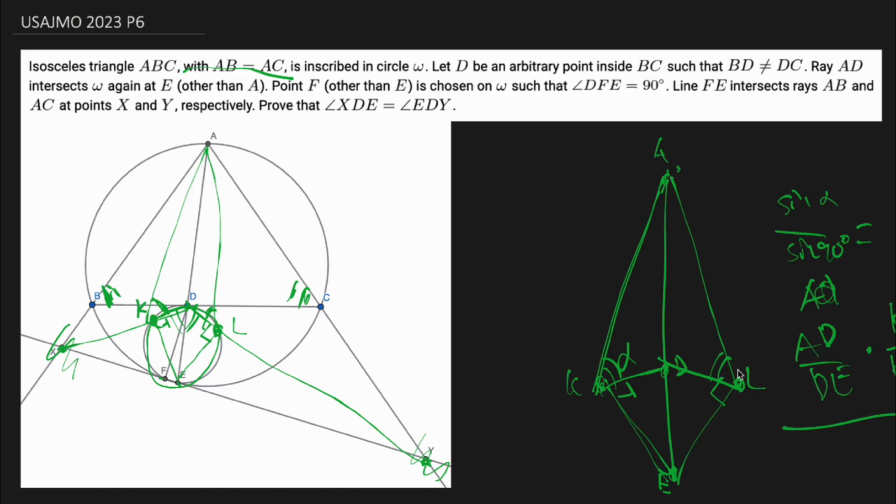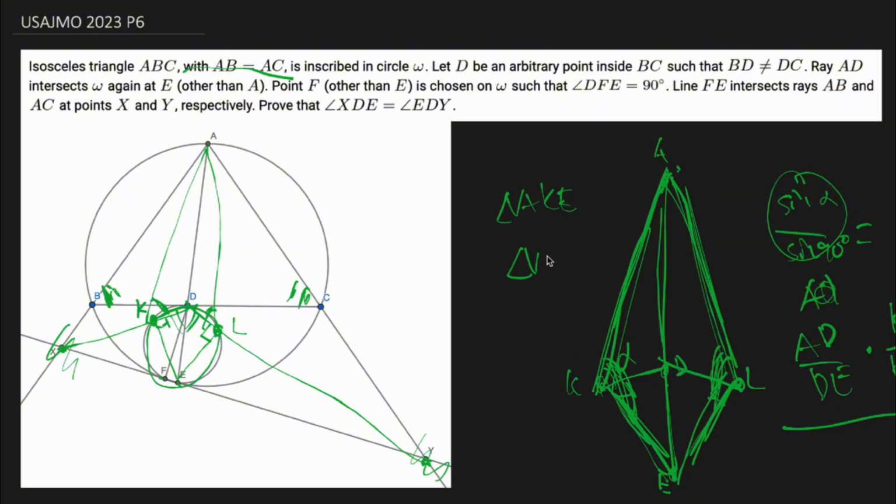And similarly, we can write the same expression on this side to get that sine of this angle over this angle, which is the exact same as this, is equal to AD over DE multiplied by LE over LA. Hence, this to this is equal to this to this. But we also know that their angles are the same. Hence, the triangle AKE and the triangle ALE are actually similar. But we also know that they share the side length AE, hence they are indeed congruent. Okay, they're congruent. So they're just reflections of each other across the line AE.